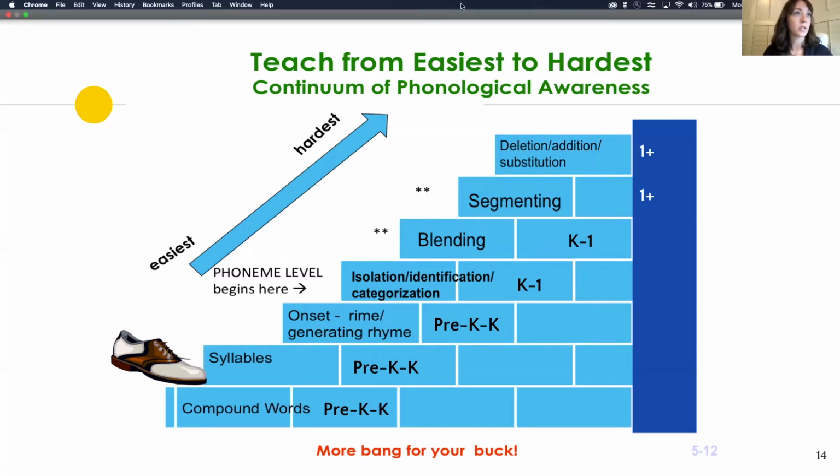So let me stop share so you can see. And again, when you're doing this, you can use any kind of manipulative. I like to use a manipulative at first, because if you don't use a manipulative at first, it can get a little bit confusing. So blending, you can use your fingers again. I'm going to say, but this time we're going to do individual sounds, okay?